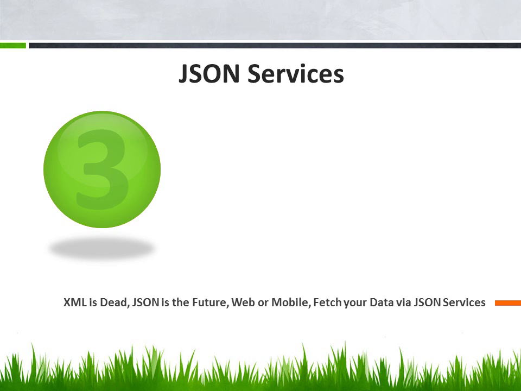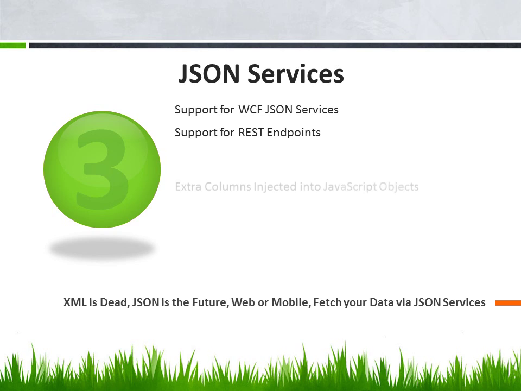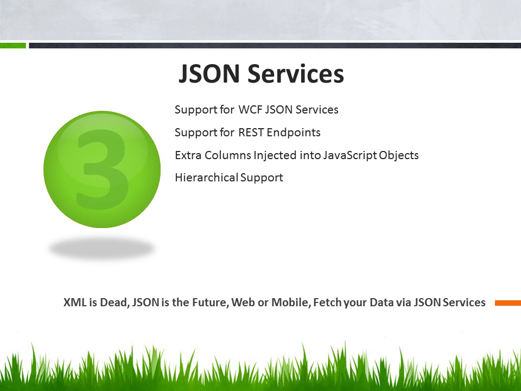JSON services. Basically XML is dead and JSON is the future. Web or mobile, it doesn't matter. You want to fetch your data via JSON services. So what would we do? We'd add even better support for WCF JSON services. We have great support already, but we would make some tweaks and make that even better. We would have full support for REST endpoints as well. Extra columns would be automatically injected into your JavaScript objects. Hierarchical support would be there, so you could serialize and deserialize back and forth hierarchical object models. Paging, sorting, and filtering is built into the API. So if you're working with a grid, that will automatically be handled for you.